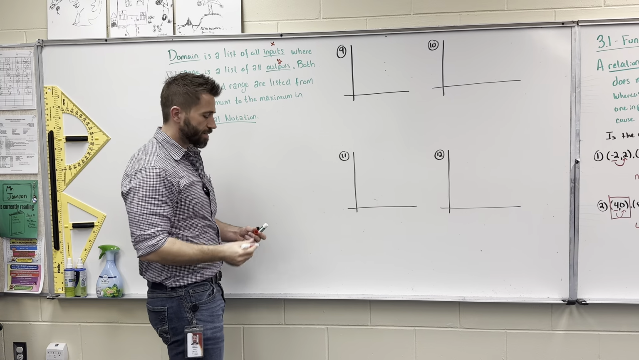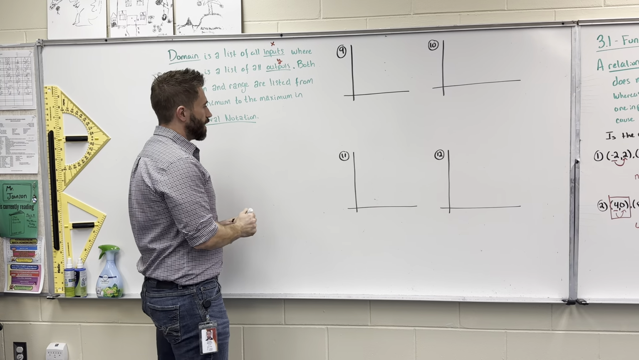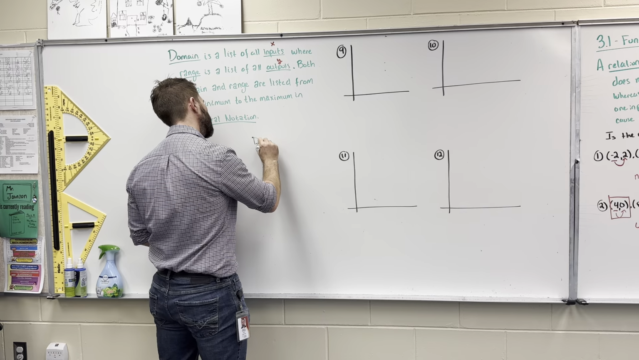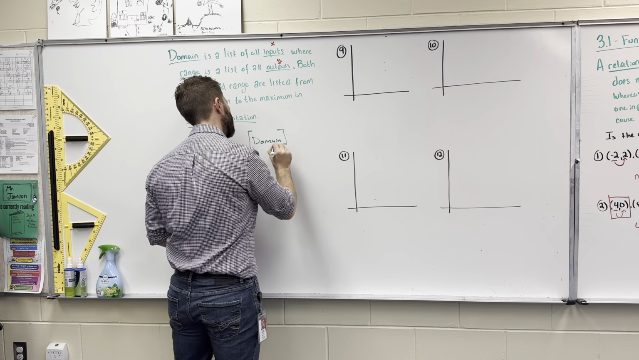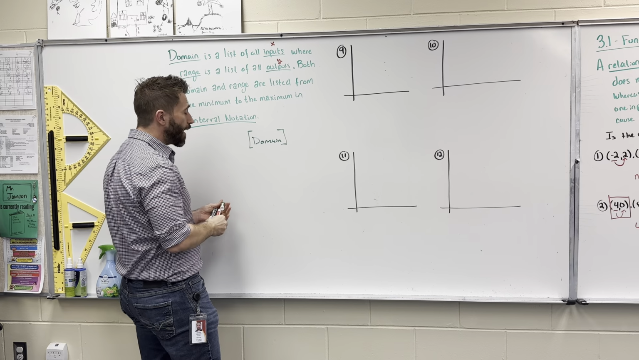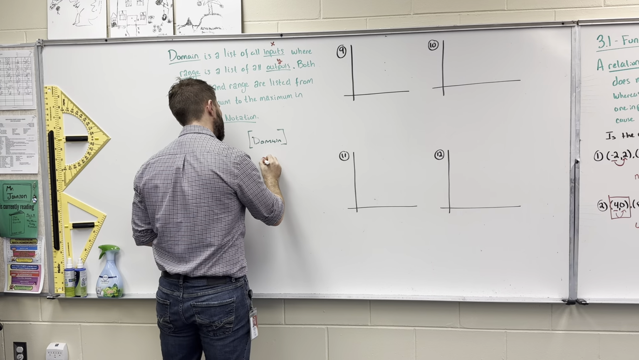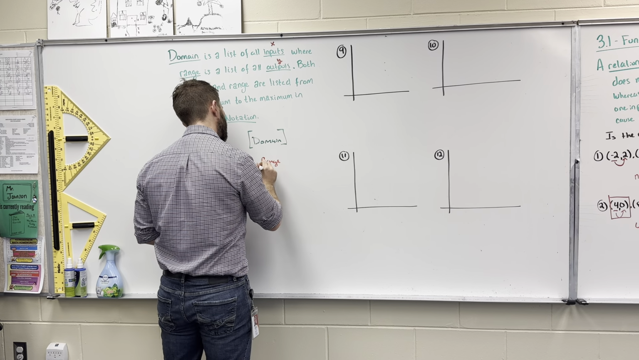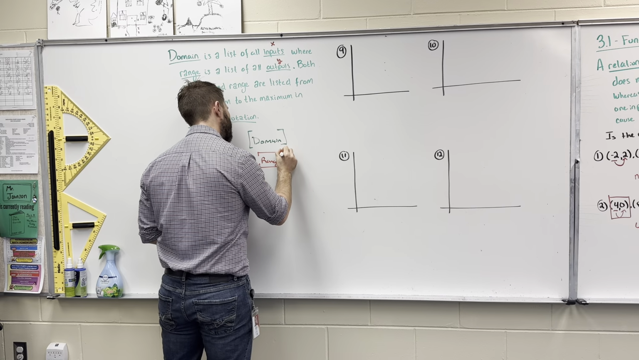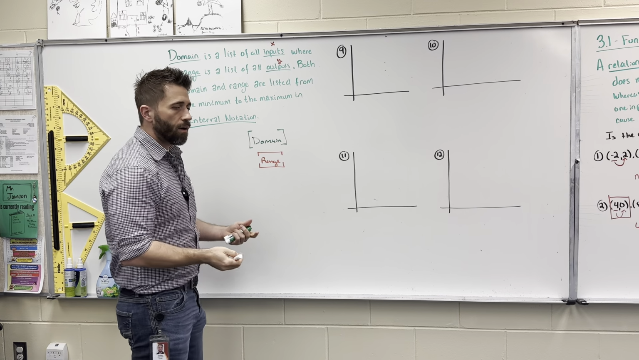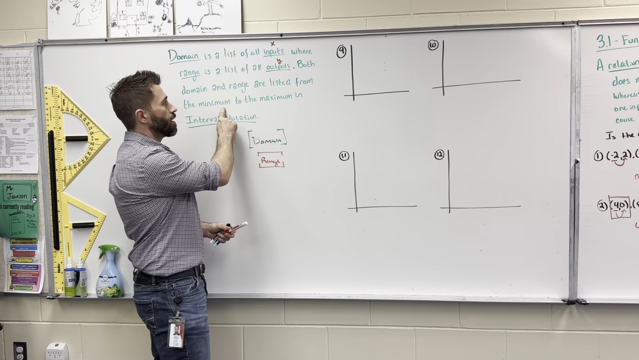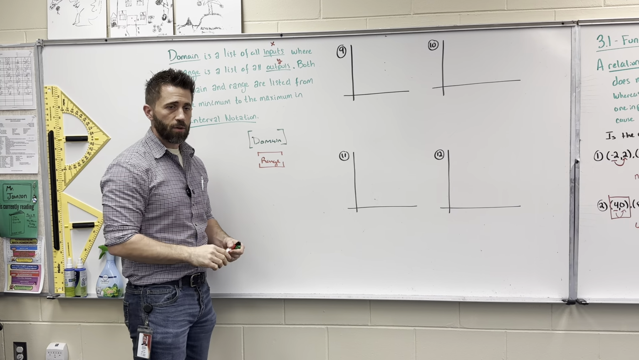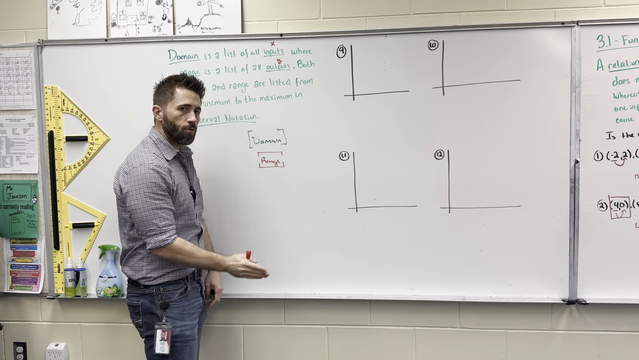Again, one of the things that I say is I'll say domain is from the left to the right. Range is from the bottom to the top. So all I'm looking at on these graphs, when I label what is the domain, what is the range, I'm doing from the minimum to the maximum on both of them. Domain is left to right, range is bottom to top.